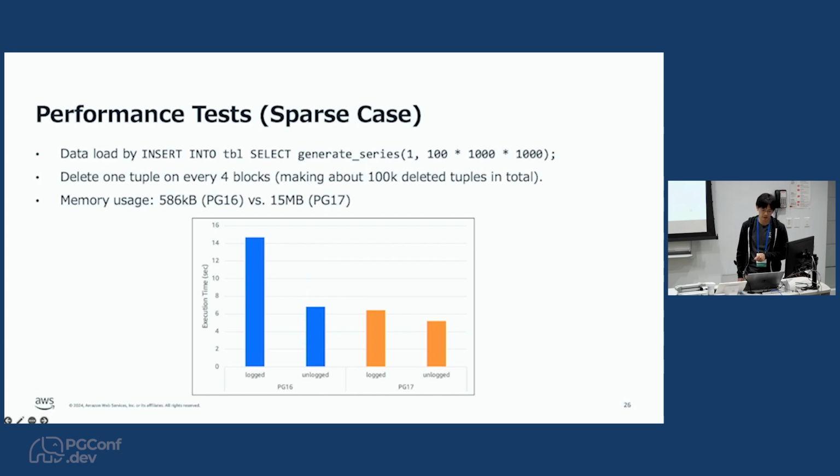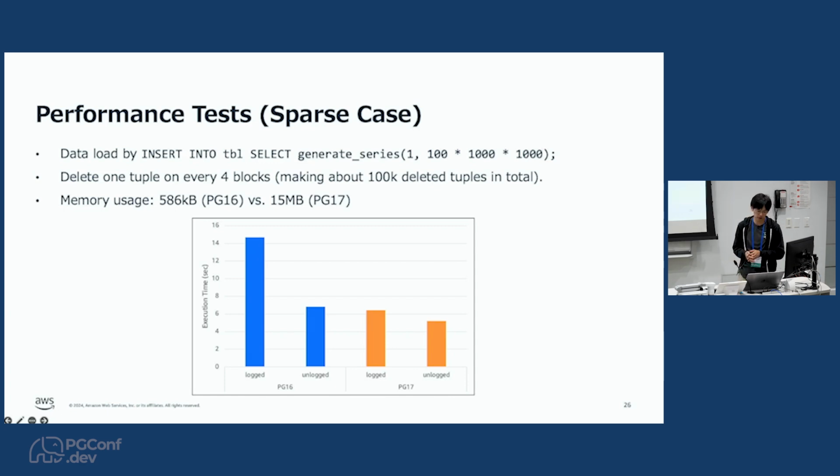So this is the sparse case. I prepared the same table, but deleted some tuples, 1 tuple on every 4 blocks. So the table has sparse dead tuples, and in total it had 10,000 deleted tuples. And the trend is actually similar. In Postgres 16, with the logged table, it took almost 15 seconds, whereas in Postgres 17, it took only about 6 seconds.